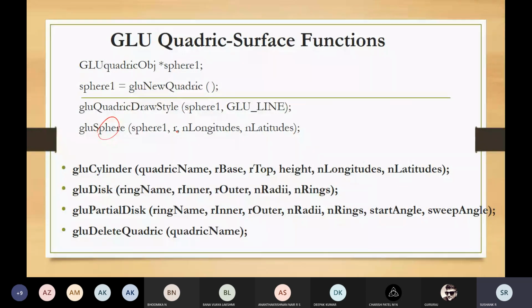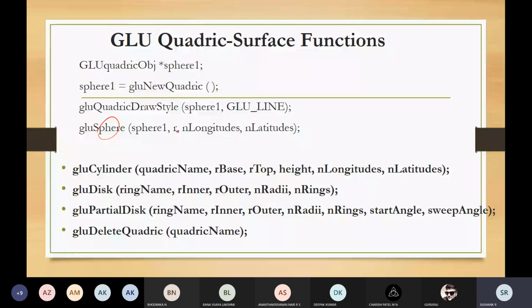Here I have written four lines of code. These four lines of code will display a wire sphere, centered on the coordinate origin. Here sphere one is the name of the object.